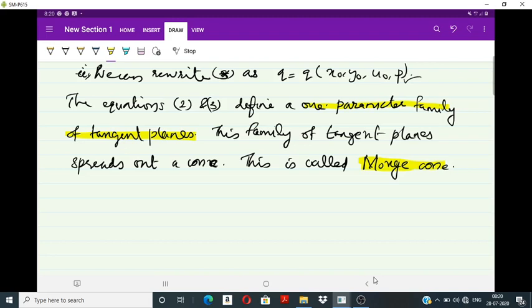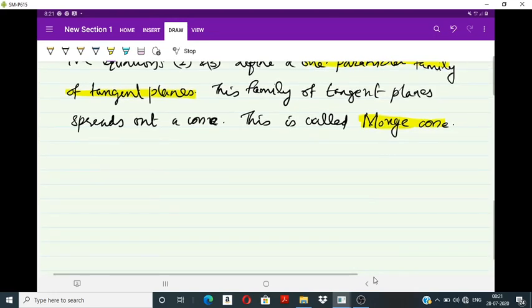Okay, now what do we actually have to calculate? Our aim was to find a curve in the tangent plane, isn't it? That curve is actually the generator of the Monge cone. So what we have to find is the generator of this Monge cone.